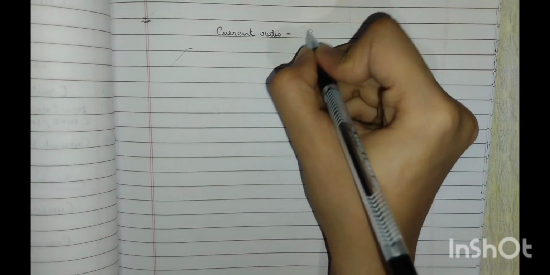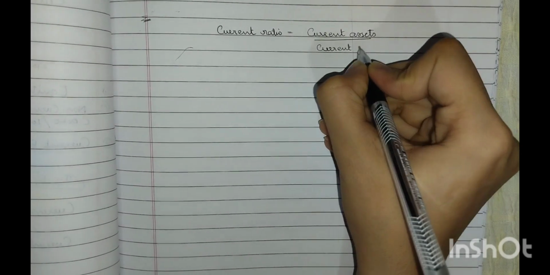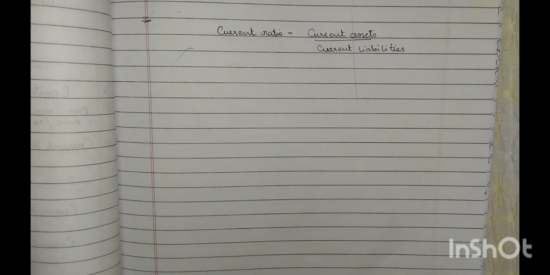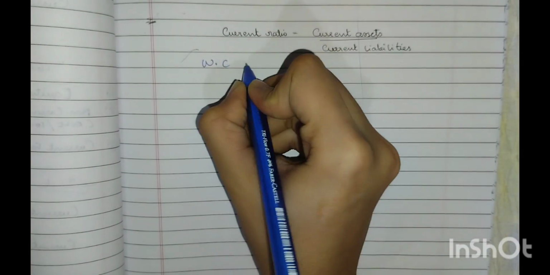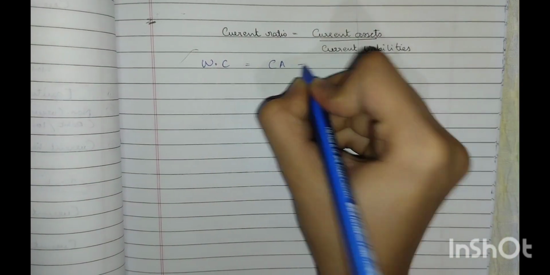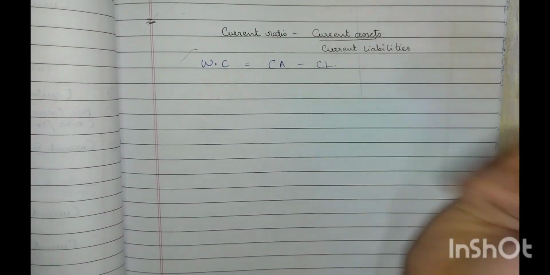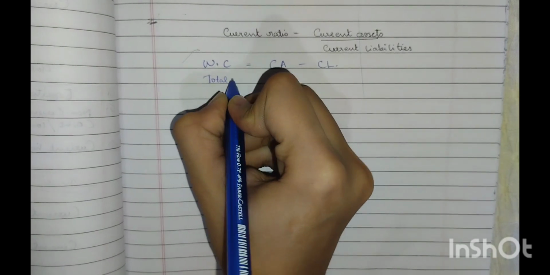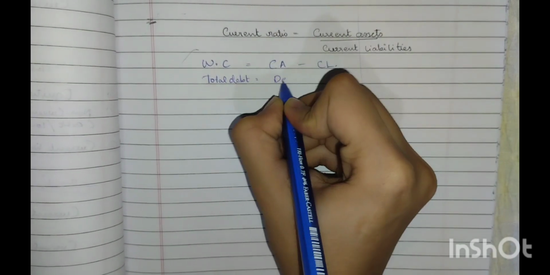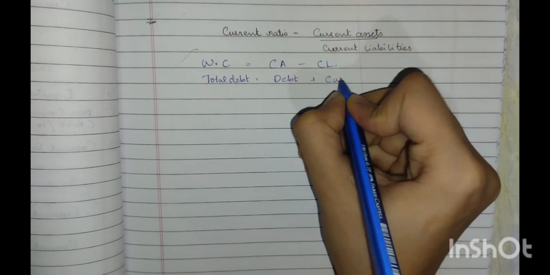is equal to current assets by current liabilities. Now, have they given us any of these directly? No, but they have given us a clear way to find it. Working capital is equal to current assets minus current liabilities. Then we know that total debt is equal to debt plus current liability.